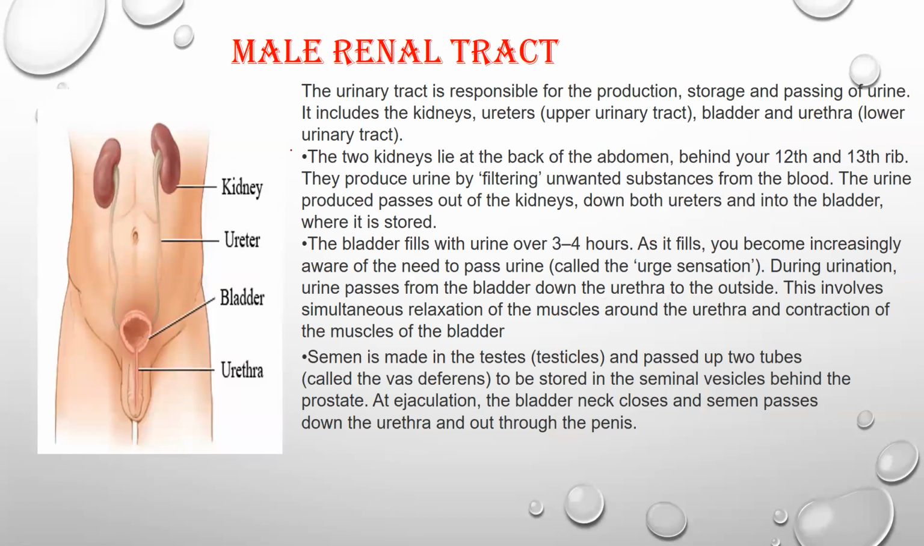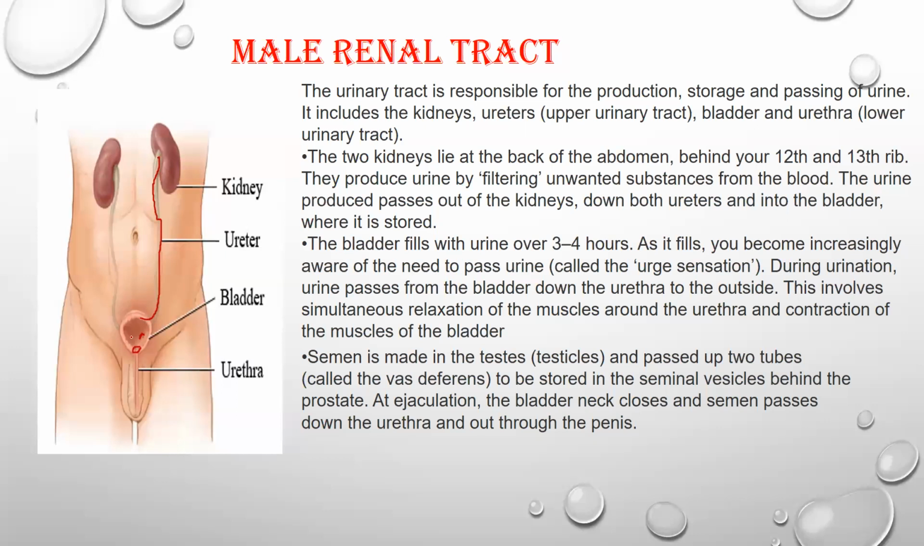Male renal tract is the same as the female renal tract. There is only one difference, the urethra. The urinary tract is responsible for the production, storage and passing of urine. We all know about this. The whole tract has 2 kidneys on the sides, attached through the ureters to the bladder. Into the bladder itself, there are 2 openings, the openings of the ureters, right and left. And then we have another opening into the bladder, which is the opening of the internal meatus.